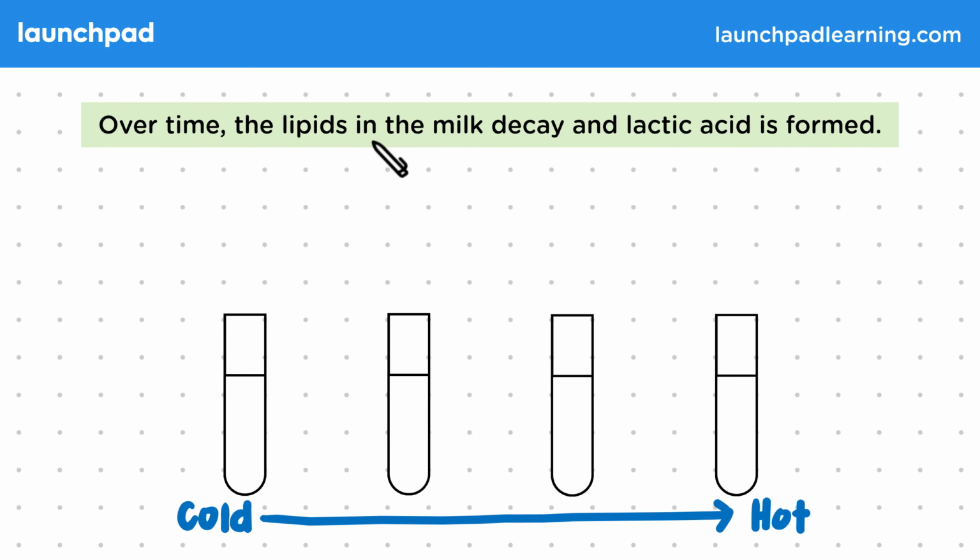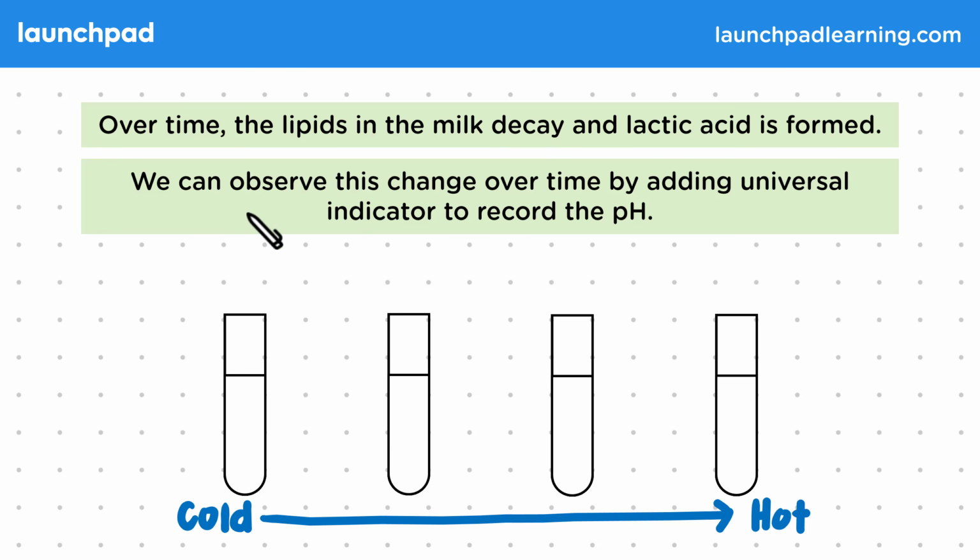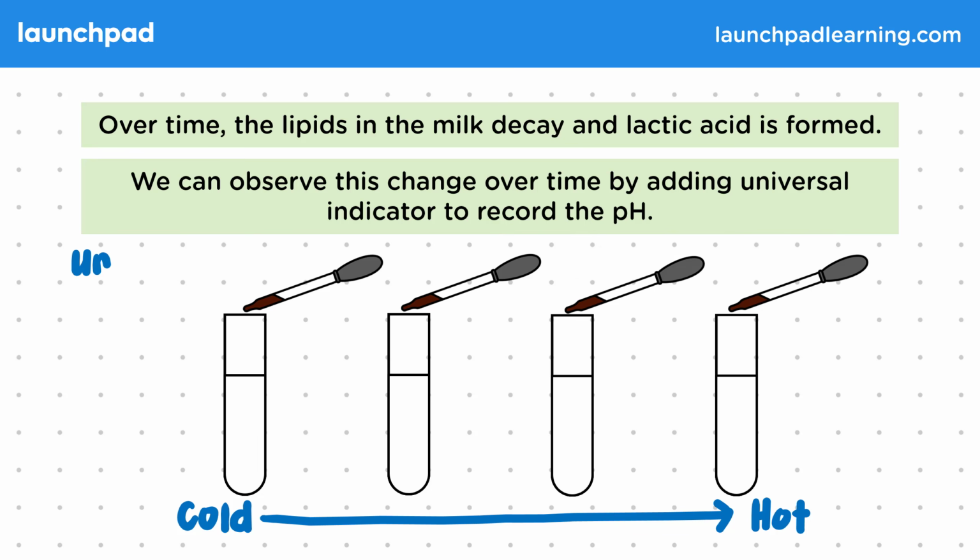Over time, the lipids in the milk decay and lactic acid is formed. Remember that lactic acid, being an acid, will have a low pH. We can observe this change over time by adding universal indicator to record the pH. So then, using the universal indicator, we can compare at which temperature the pH changed the quickest and thus decayed the fastest, producing lactic acid.